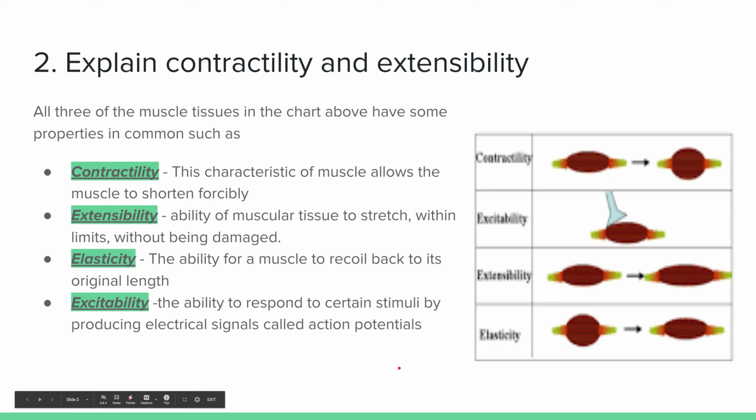And the last one is excitability. This one's a little bit harder for people to grasp, but it's basically the ability for a muscle to respond to a stimulus, like a nerve. Like your nervous system, it sends a signal through its nerves, and that is excitability. It's the muscle's ability to respond by producing electric signals, which are called action potentials.